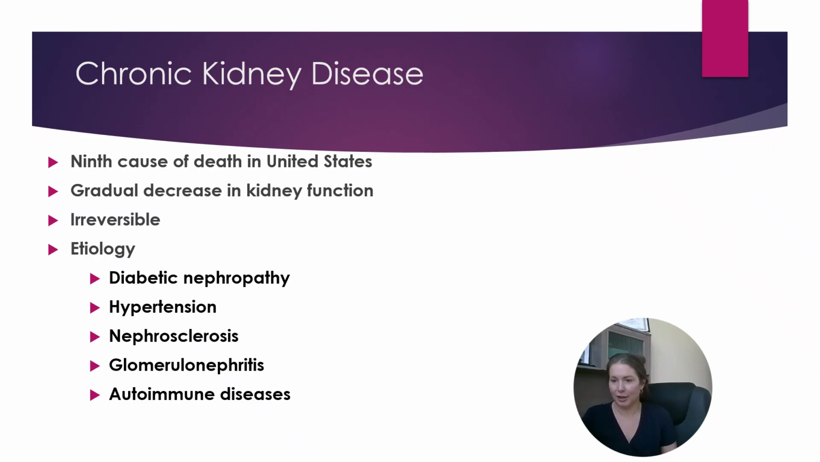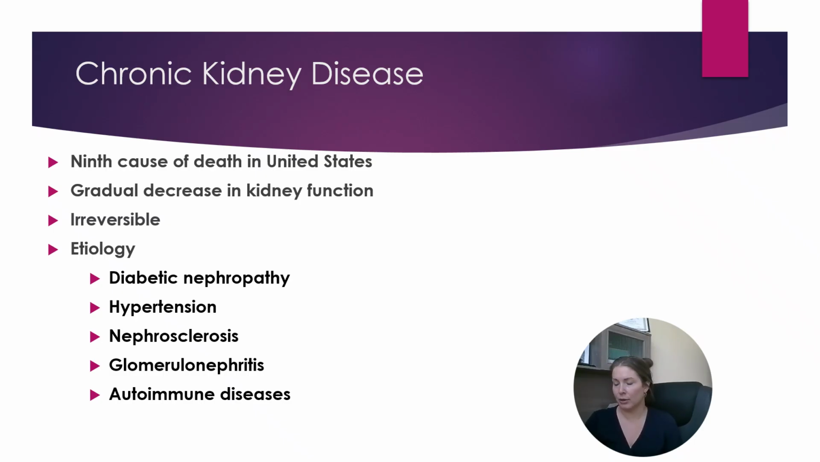Okay, so chronic kidney disease. We're in the home stretch. We're getting there. It's the 9th cause of death in the United States. It's our gradual decrease in kidney function. It is irreversible because once our nephrons are destroyed, they are not going to regenerate for us, okay? That's the part of the kidney that once you've wronged it, it's not coming back to you.